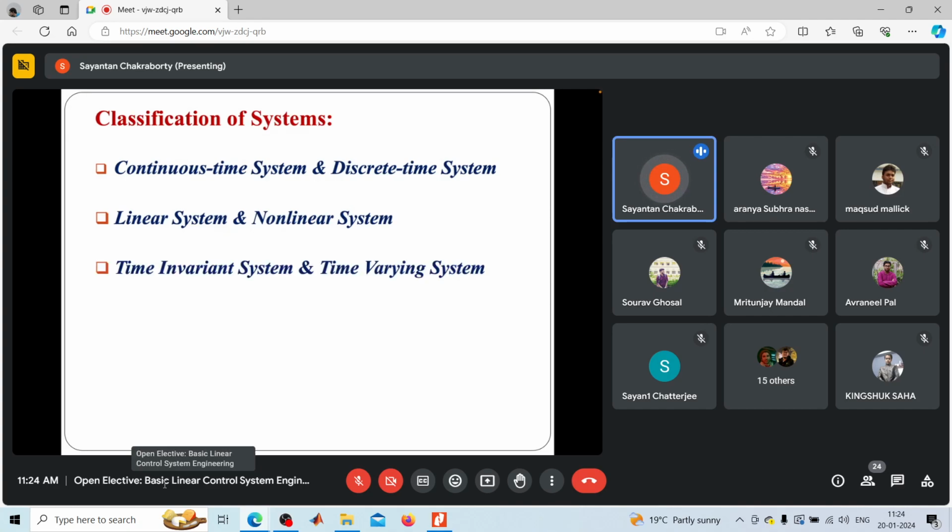Next, very important, we have a time invariant system and time varying system. I'll go into details about each and every classification in today's class. So time invariant system means the components present in the system are time invariant.